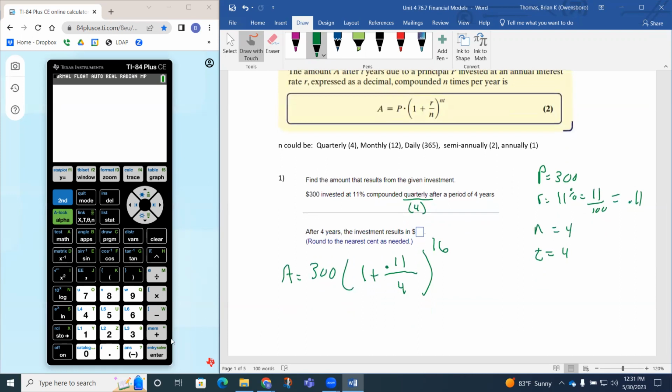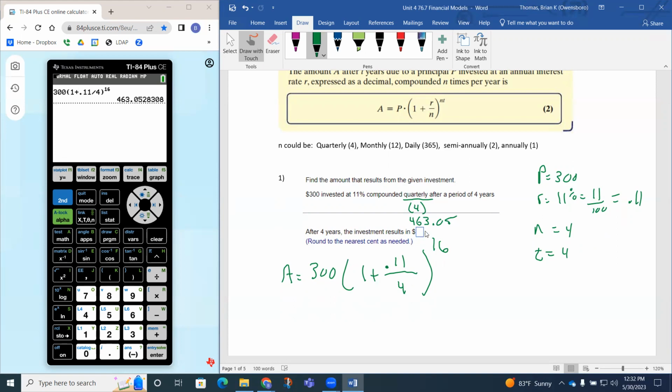So if I put this in the calculator, I have 300, and then in parentheses, 1 plus 0.11 divided by 4, close parenthesis. And if I raise that to the 16th power, notice there's this exponential growth concept going on here. We end up with $463 and about 5 cents if I round to the nearest penny. It says round to the nearest cent, so our new balance is going to be $463.05. Notice the dollar sign's already there, so we don't have to put that in.